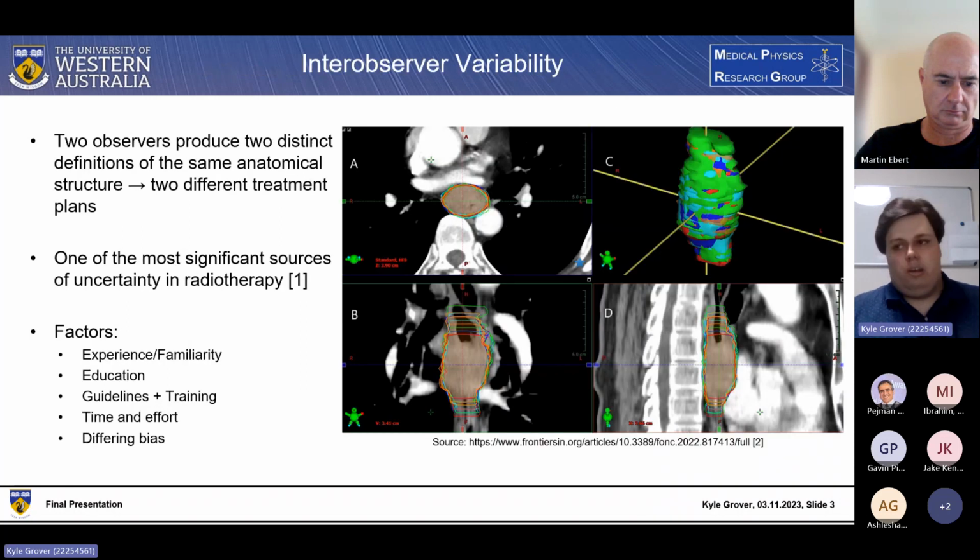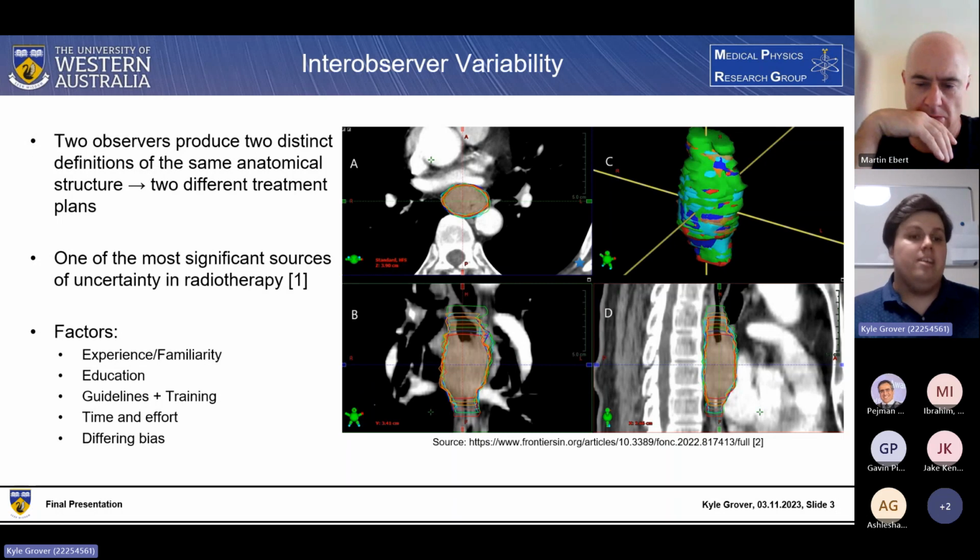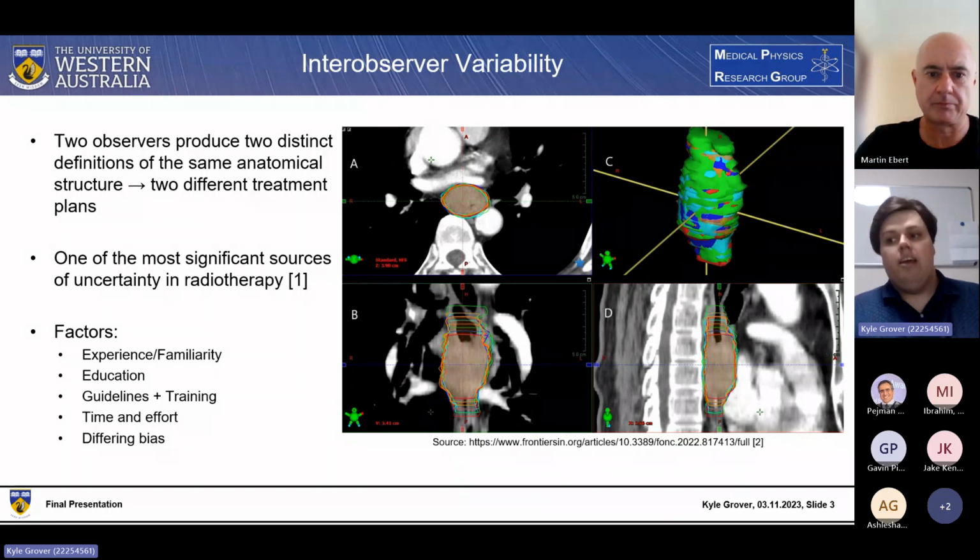One of these major geometric uncertainties is the interobserver variability. This is the fact that if two observers delineate a patient's anatomy, they end up producing two distinct definitions of the same anatomical structure, imparting their own personal bias. If you look at the figure on the right, we can see that each of these contours has slight variations, resulting in multiple different treatment plans, and it calls into question which of these actually fully represents the true patient's anatomy.